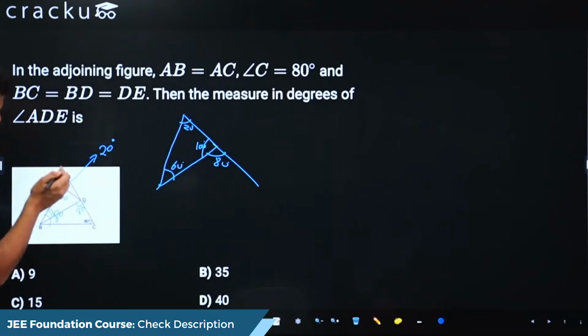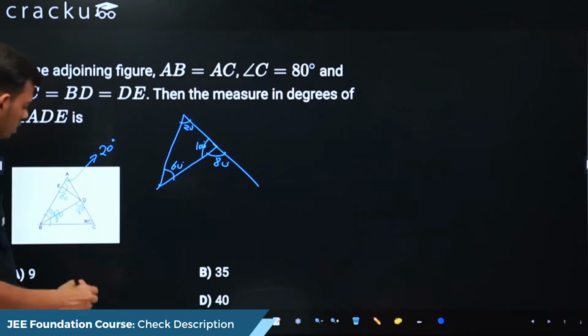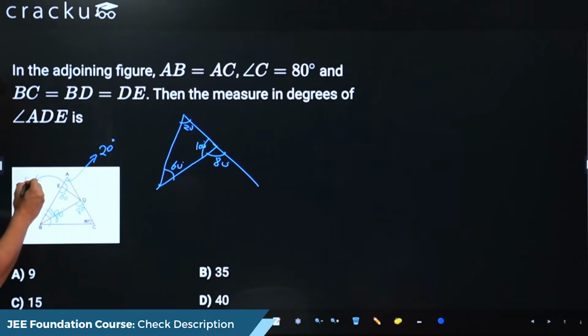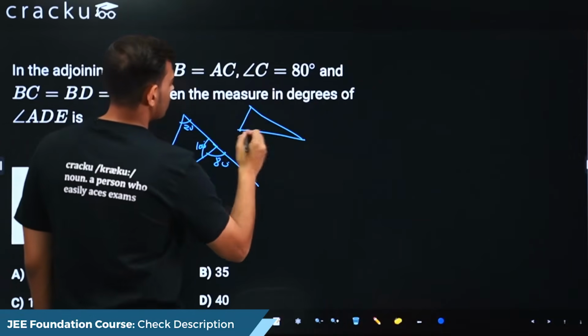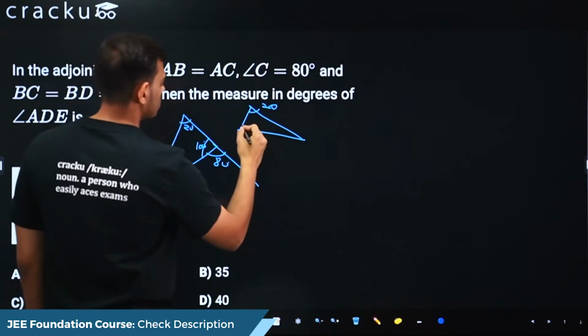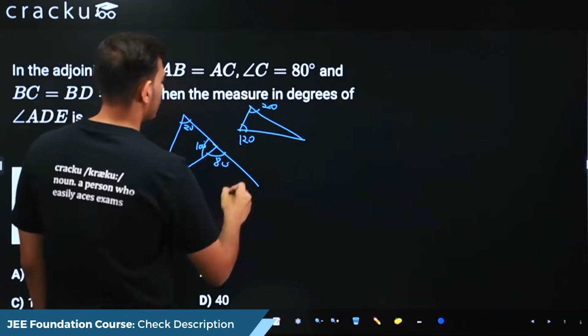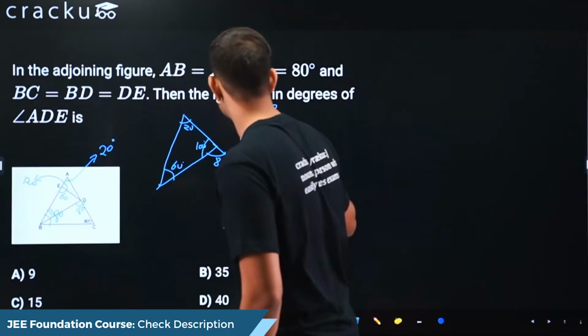If this is 60 degrees, I can get this angle, because these two angles are on a straight line. So this will be 120 degrees. So in triangle AED, I get this as 20, this as 120. Now I need to calculate ADE.